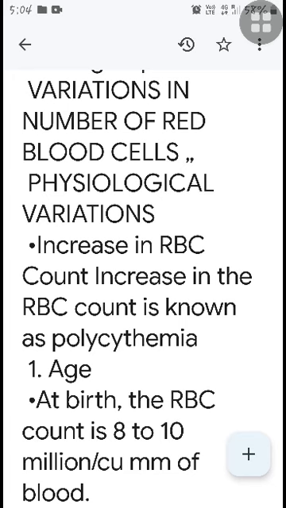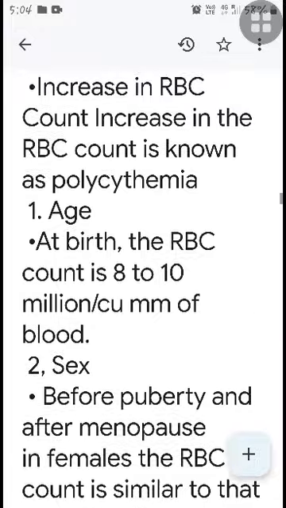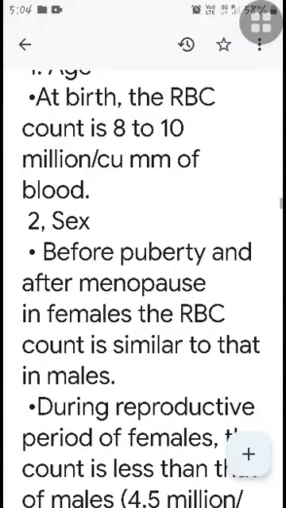Variations in number of red blood cells. Physiological variations. Increase in RBC count. Increase in the RBC count is known as polycythemia. 1. Age. At birth, the RBC count is 8 to 10 million per cumm of blood.